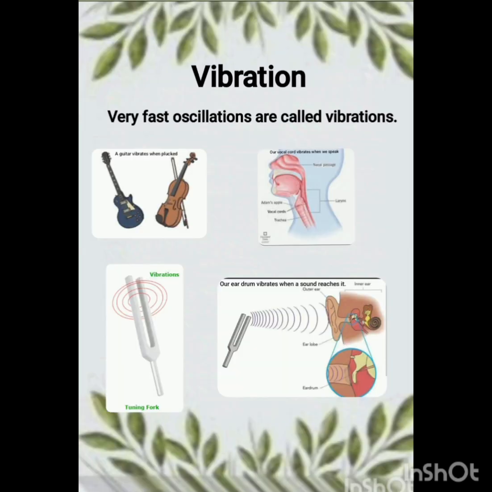Very fast oscillations are called vibration. Children, vibration is also an oscillatory motion, when an object moves to and fro, and initial application of force allows an object to vibrate freely. However, the vibration slows down and finally comes to zero. A string of a guitar vibrates when plucked. Our vocal cords vibrate when we speak. A tuning fork vibrates when beaten. Our eardrum vibrates when a sound reaches it.